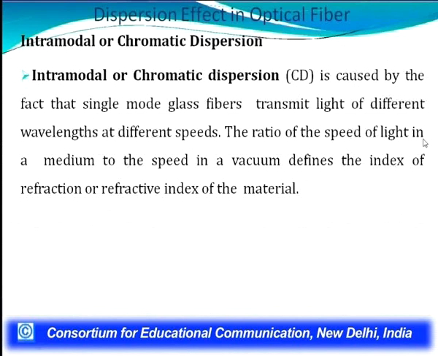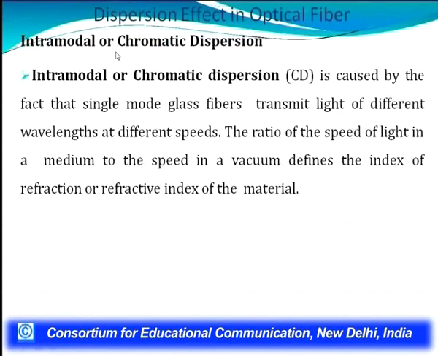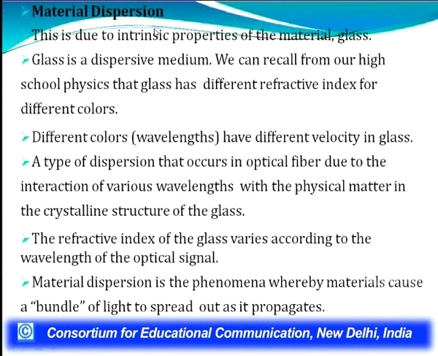The ratio of the speed of light in a medium to the speed in a vacuum defines the index of refraction, or the refractive index, of the material. It means here we are talking about different wavelengths and different refractive indices. Now see, the intramodal or chromatic dispersion is divided into two parts. The first is the material dispersion.